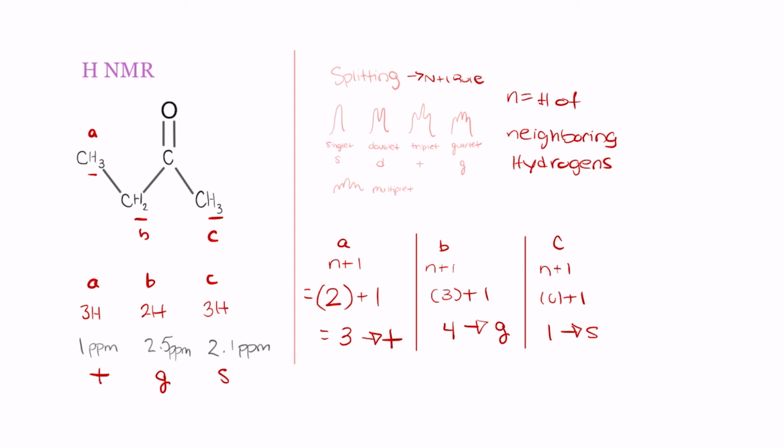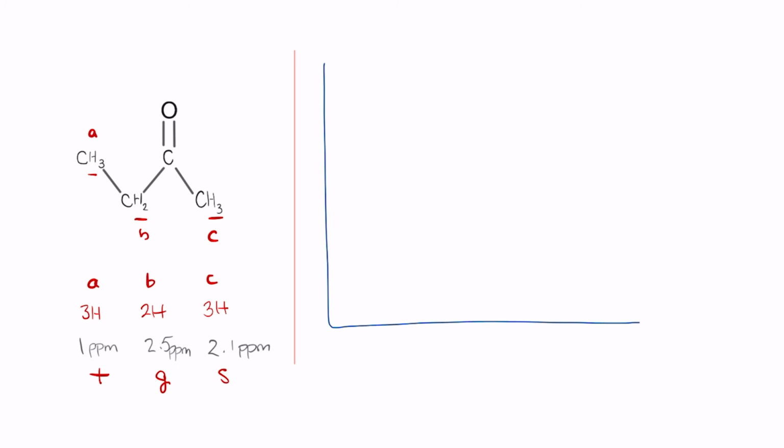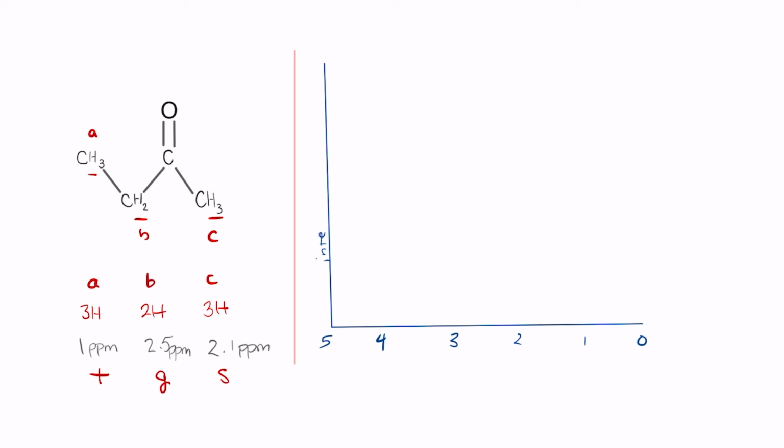And now that we have this information, we can actually sketch what our HNMR is going to look like, which is pretty fantastic. So let's draw out our HNMR. We'll number it going from 0, and we don't have to go up too high because our highest signal is 2.5. Intensity is going to be on the y-axis. So now let's go ahead and plot this out.